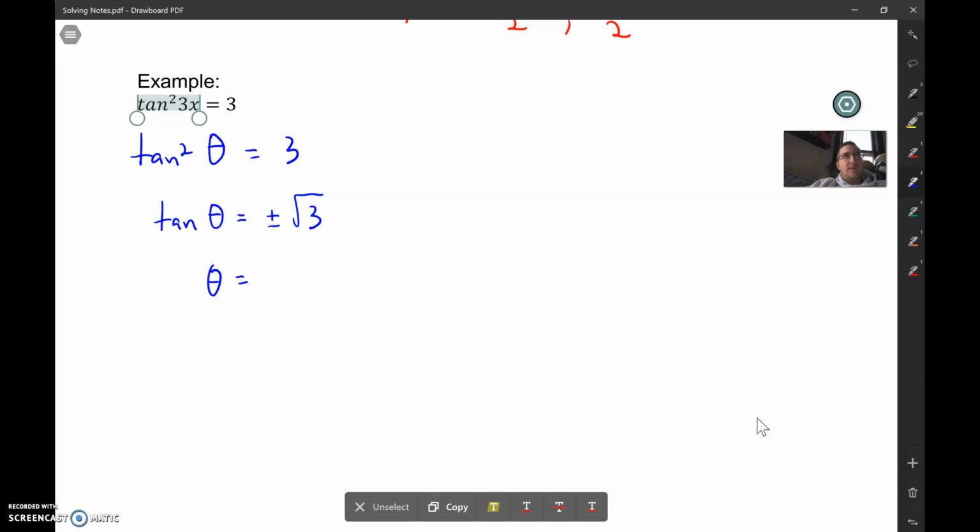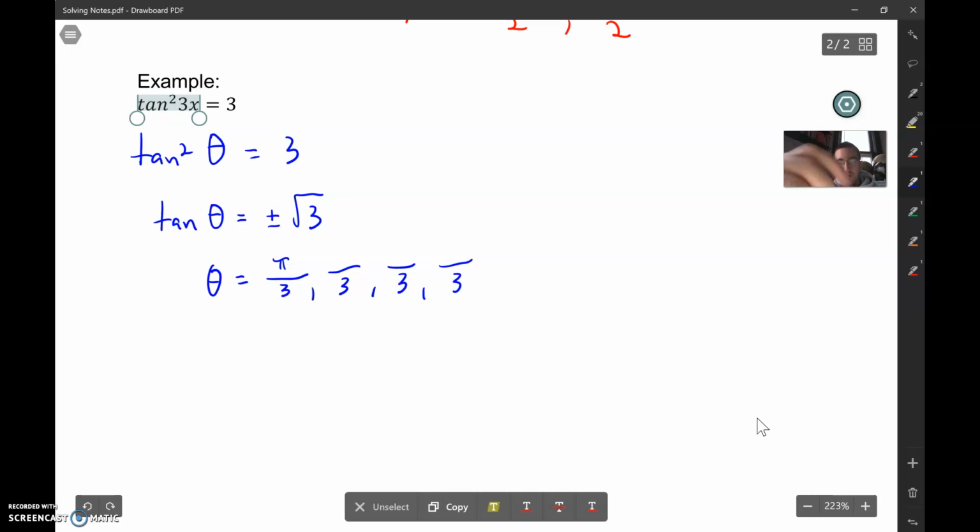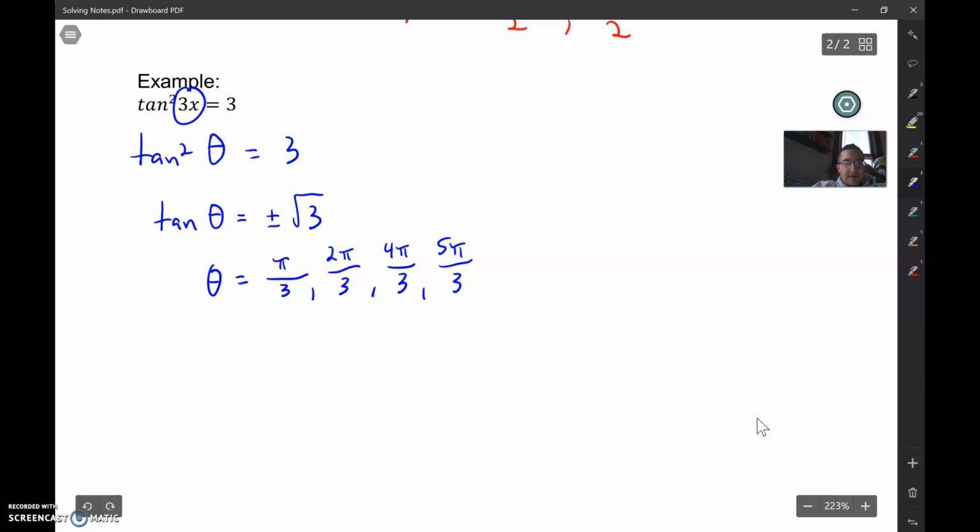When is tangent the square root of 3? That is at 60 degrees. So it's going to be all the pi over 3's. And the reason it's all of them is because of the plus and the minus. So I need all 4 quadrants. So I've got pi over 3, 2 pi over 3, 4 pi over 3, and 5 pi over 3. But then we have to take each of those and set it equal to the original angle, which was 3x. So it's actually 3x equals all of these things. So I'm going to, to save myself some room, put it here.